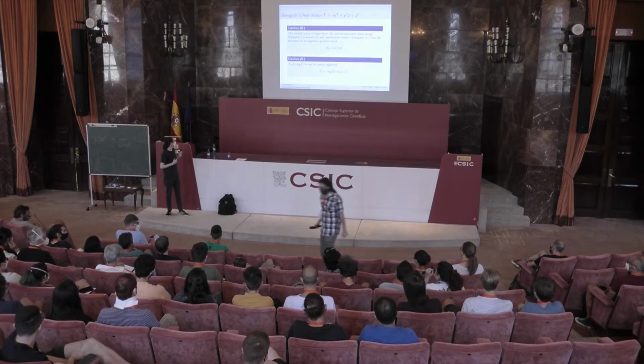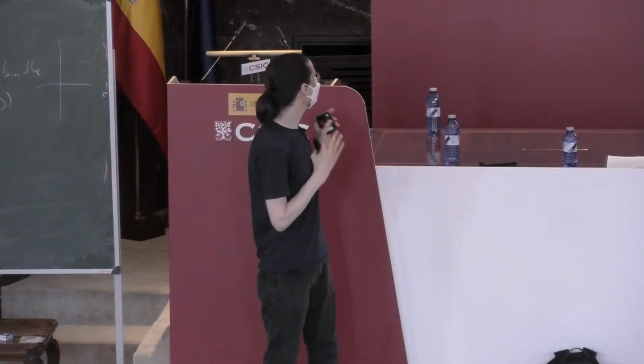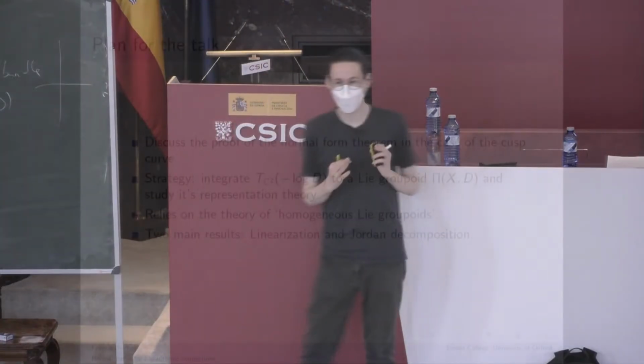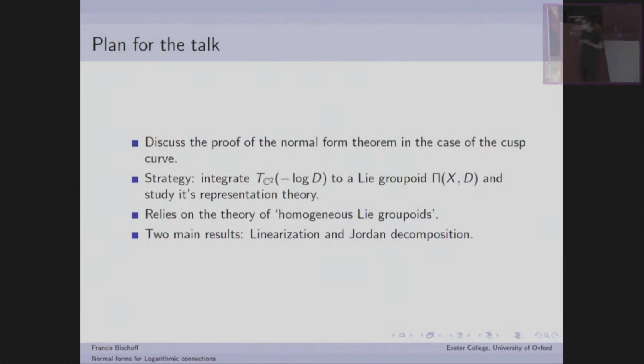Okay, so I want to switch gears now. For the rest of the talk, I just want to explain the proof of the normal form theorem. You can do it for a general case, and the way that you do it is that you take the log tangent bundle, you integrate it to a groupoid, and you study its representation theory. And you get to a class of groupoids that I'm calling homogeneous groupoids. And you have to study their representation theory.